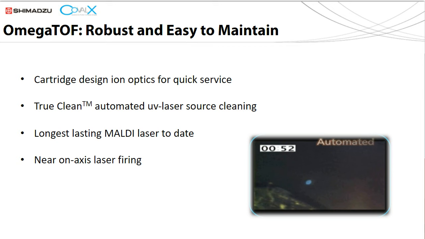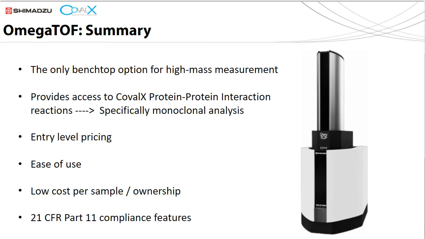So in summary, the OmegaTOF is the only benchtop option featuring the high mass capability. It provides access to all the Covalx applications from protein-protein interactions, specifically monoclonal antibodies. I'll show you some examples with aggregation and polymers as well. It's priced competitively at an entry-level price. Very easy to use, a walk-up friendly type of instrument, so not a lot of training or advanced knowledge necessary to operate this instrument.